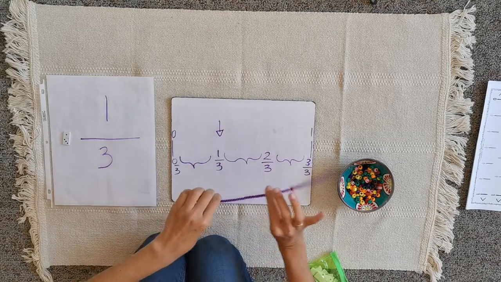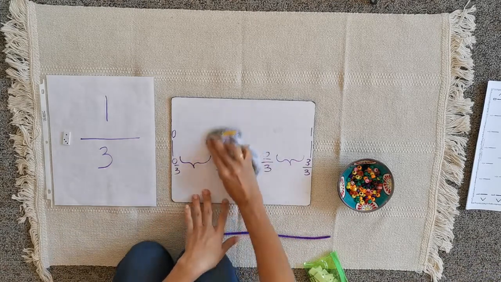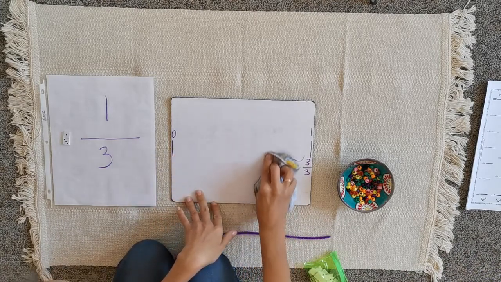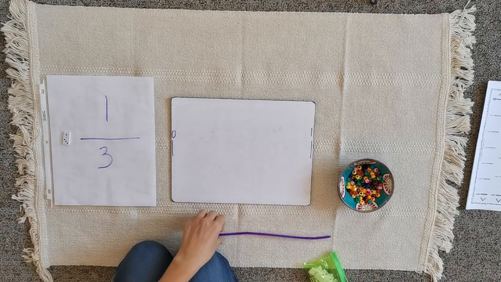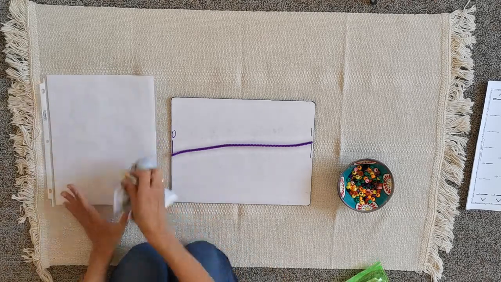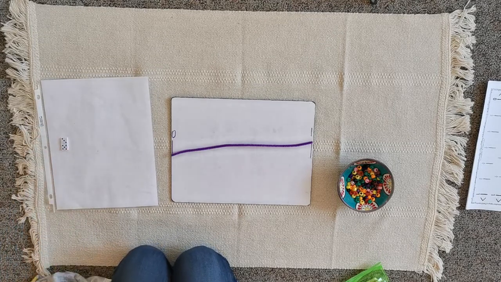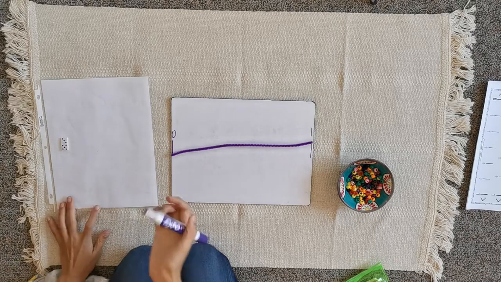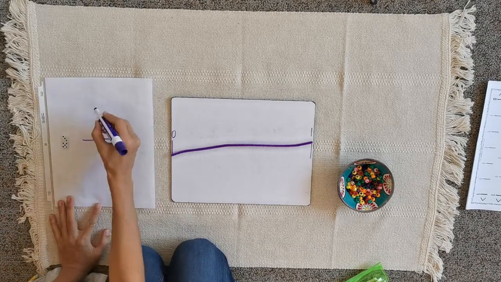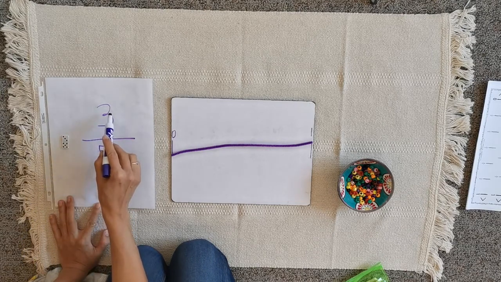Now let's start over. I know it's tricky. Another fraction. Numerator 3, denominator 5. 3/5.